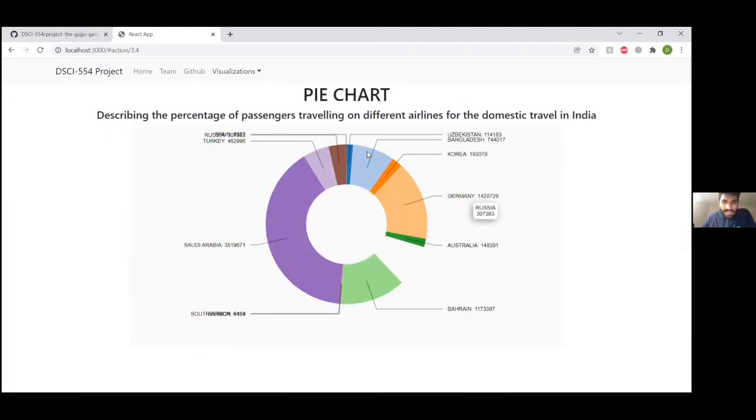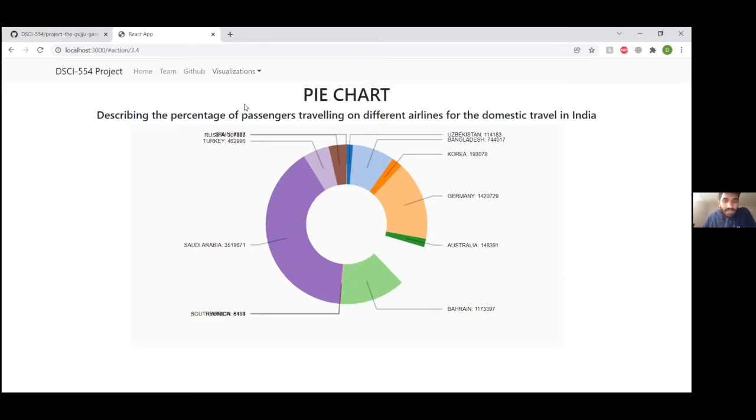Okay, so the next chart that we have developed over here is the pie chart. And so basically this pie chart is user interactive, and it shows the number of passengers traveling to various countries from India. And here is the distribution of the total number of passengers to different countries. And whenever we hover over a particular section of the country, it shows the total number of passengers for that country that are traveling to and from India.